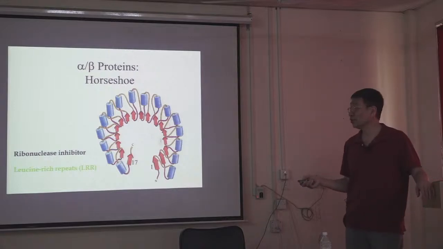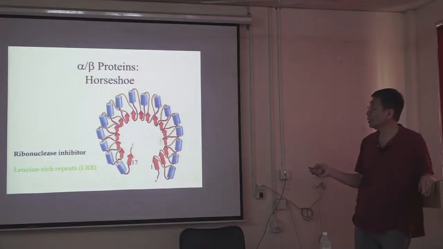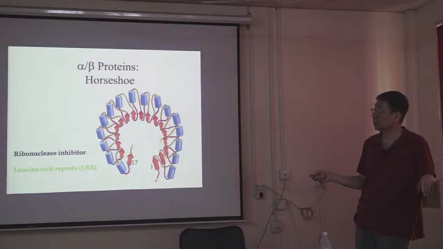Okay, the last example I'll show you for alpha/beta proteins is the ribonuclease inhibitor. This is its structure, and it's a very simple structure as well. It has a 17-stranded, fully parallel beta sheet, so the strands are all pointing up, and then you go back down as a helix. So up strand, down helix, 17 times.